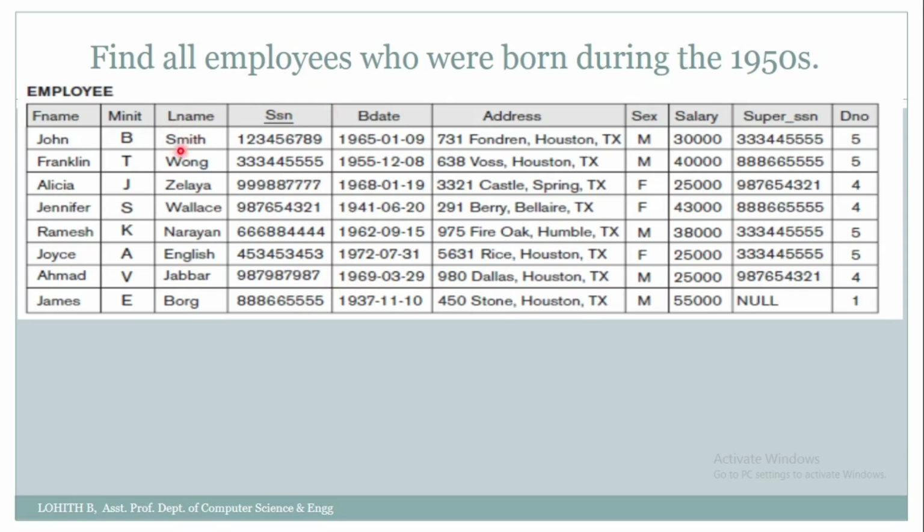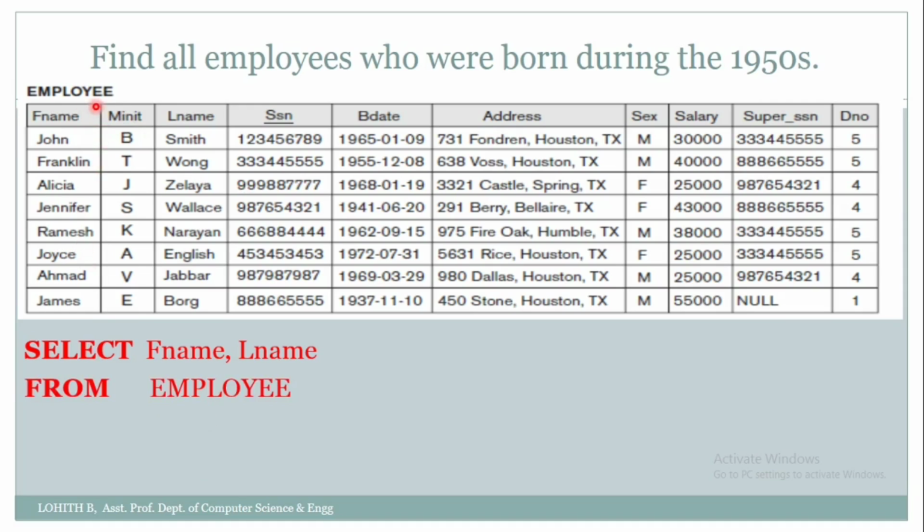What should be the select clause? Select first name and last name from the employee table. Whenever there is pattern matching, I need a pattern. When I say 1950s, it might be 51, 52, 53, which means the third position should be 5. As you can see, 55 here. Yes, the third position should be 5.